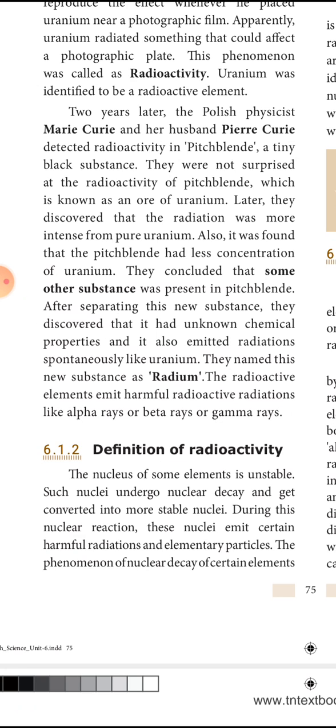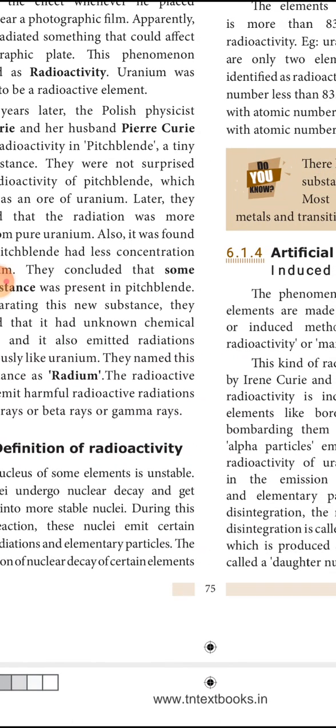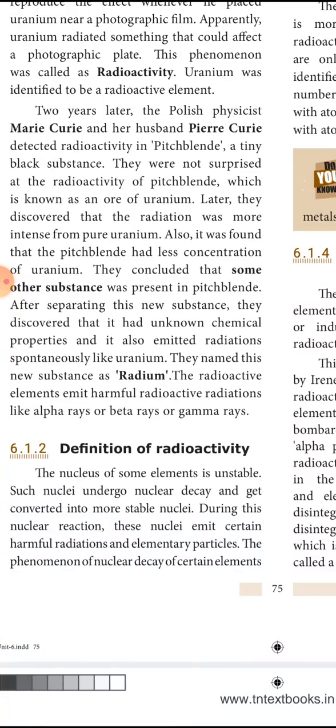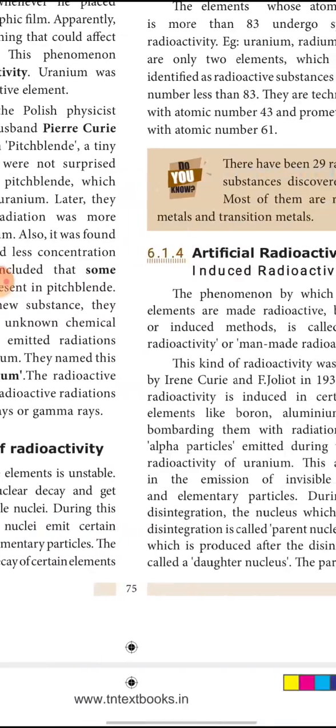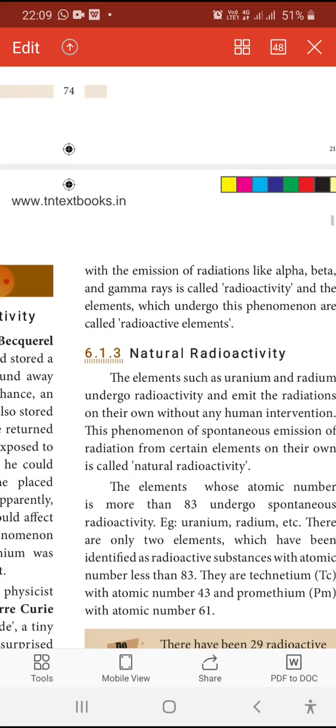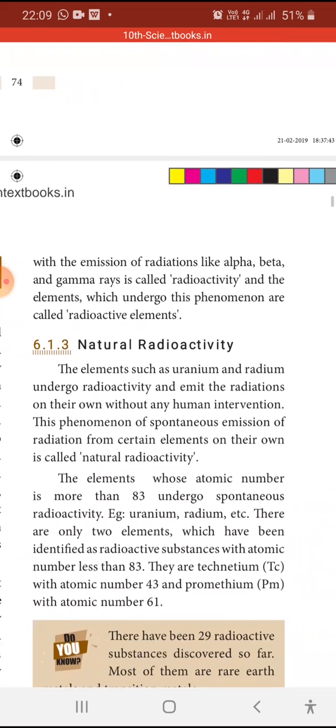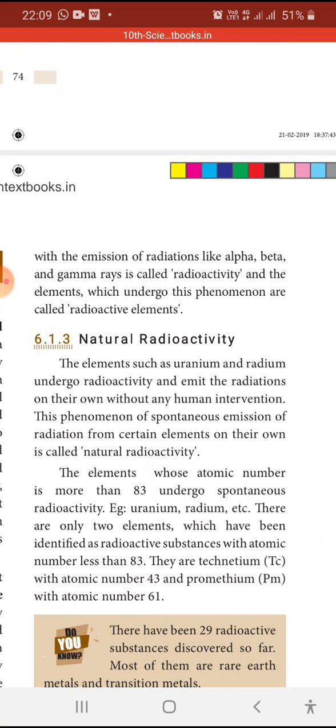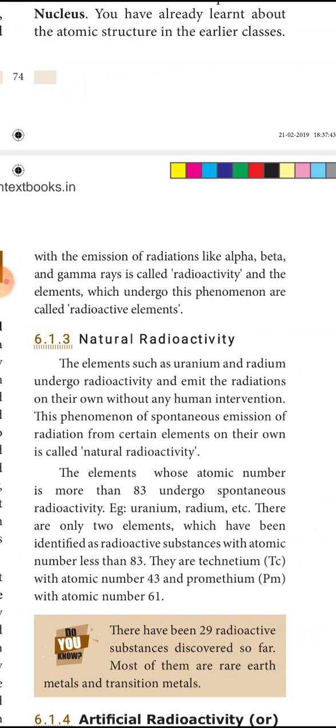Such nuclei undergo nuclear decay and get converted into more stable nuclei. During this nuclear reaction, these nuclei emit harmful radiation and elementary particles. Just now we saw the elementary particles: alpha, beta, photons, neutrino, like that. The emission of radiation like alpha, beta, and gamma is called radioactivity. In this paragraph we have studied what radioactivity is.